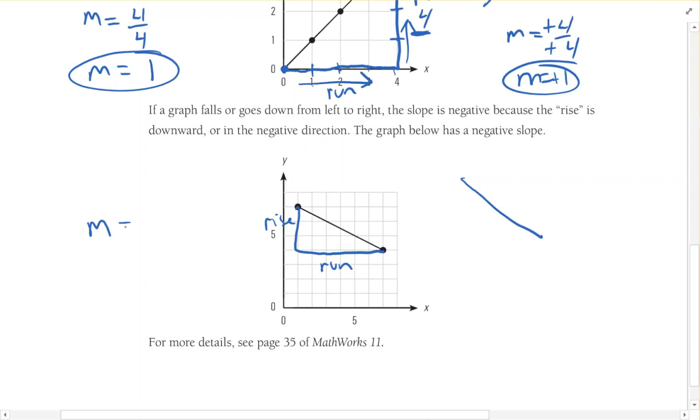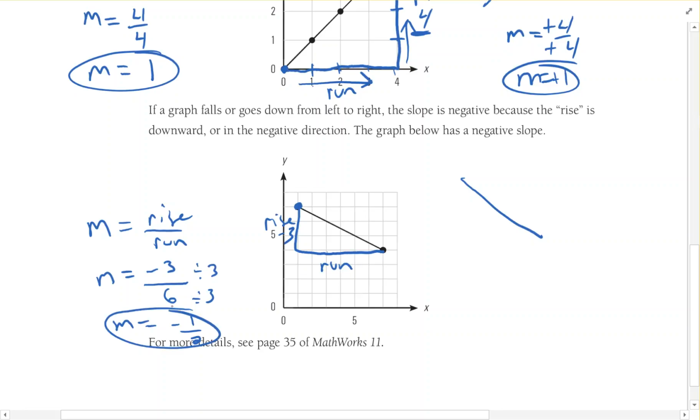So if I did this as my formula, we'd have m is equal to rise over run. Now it dropped 3, so my rise is negative 3, because it went down 3. So that's negative 3 divided by the run, and it went over 1, 2, 3, 4, 5, 6. So negative 3 over 6. Simplifying this fraction, I can divide the top and bottom by 3. My slope ends up being negative 1 over 2. Negative 3 over 6 is the same as negative 1 over 2, and you can see I have a negative slope.